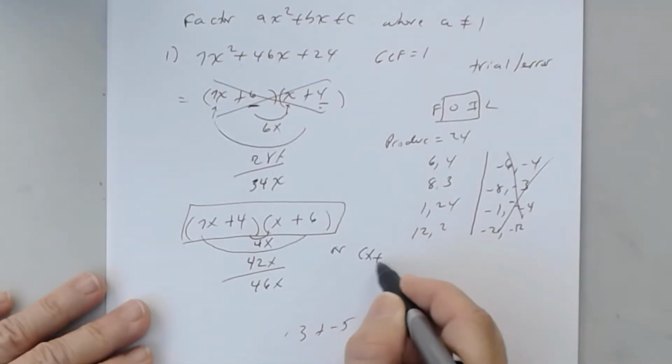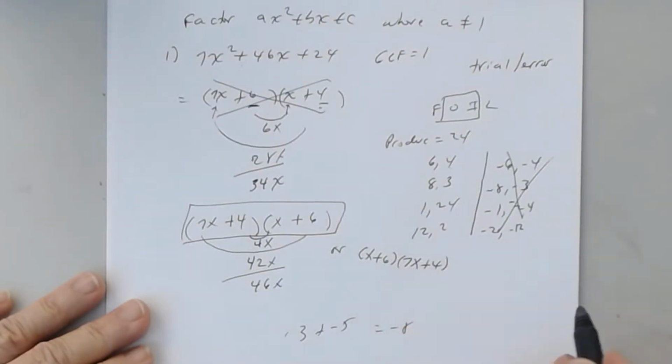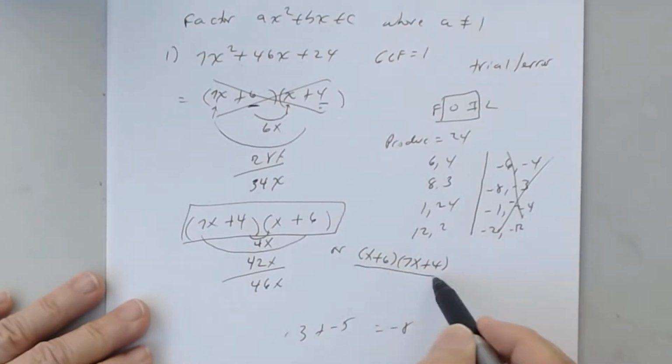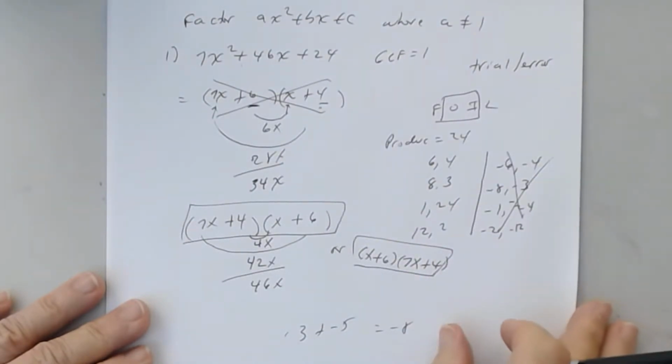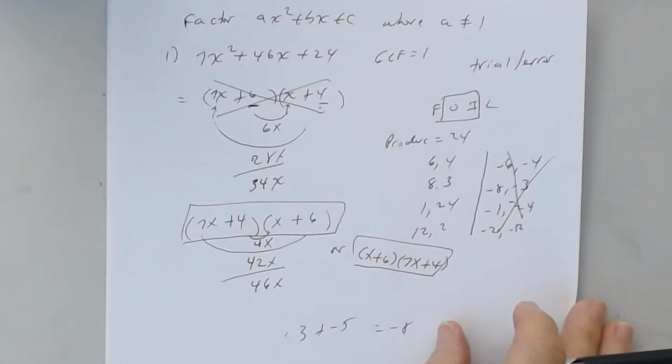or someone else could have said x plus 6 times what? 7x plus 4. Does not matter. Okay? Trial and error. That's trial and error. You got to know both ways. Trial and error and AC method we're going to do Thursday.